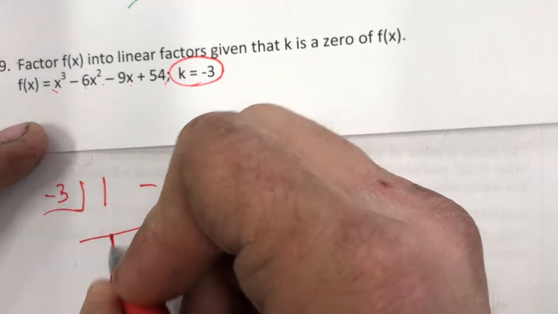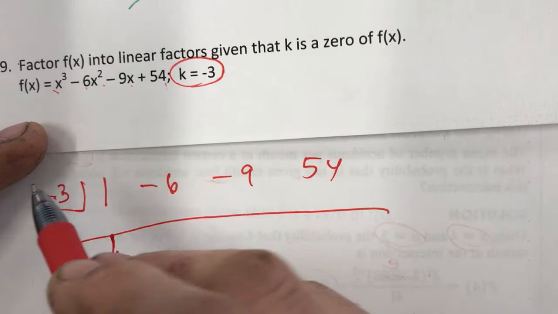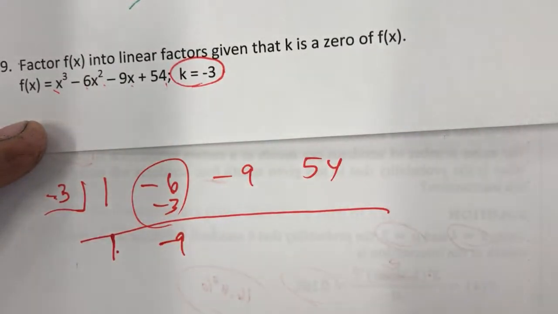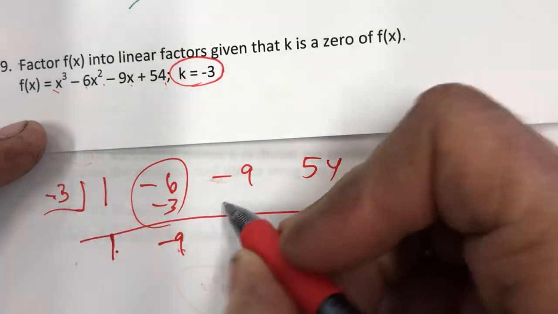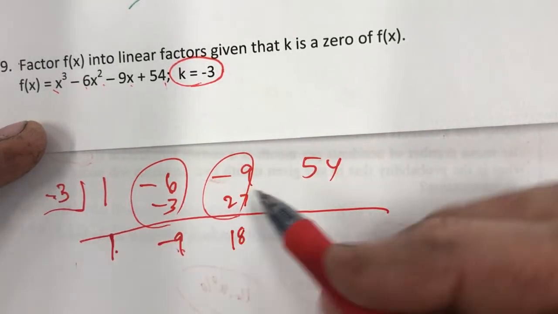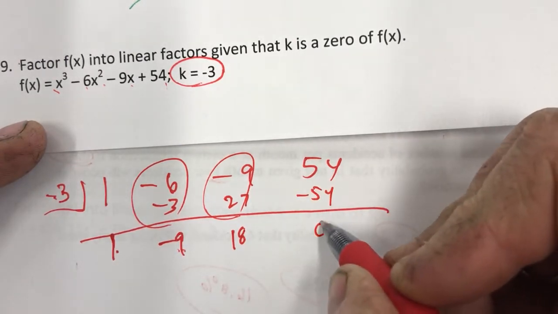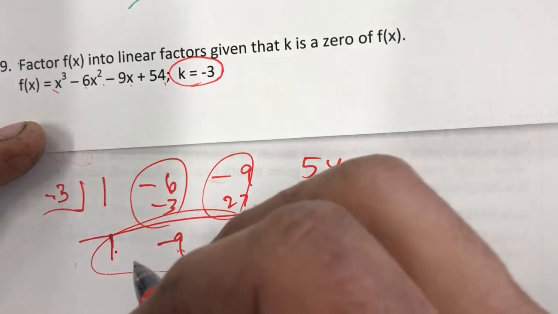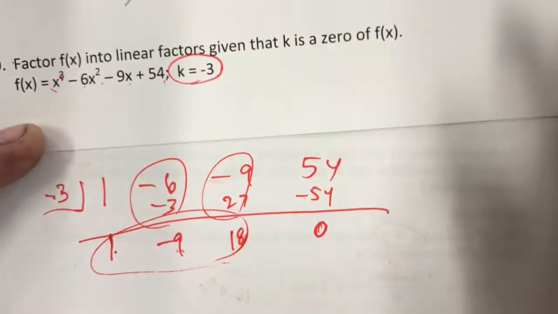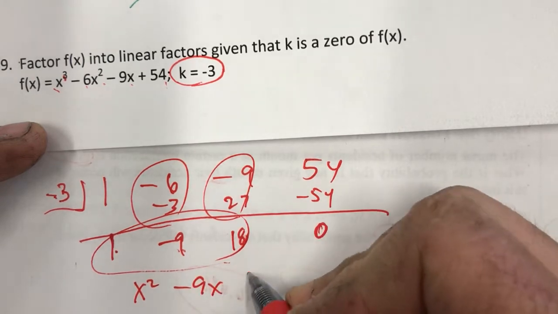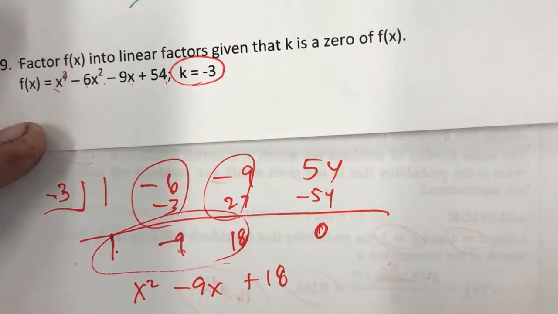So this 1 comes down. When I get a number here, 1 times -3 is -3. Now I add these, -9. -9 times -3 is 27. I add those, 18. And then -3 times 18 is -54, and there you go. It does equal a 0 like it's supposed to. So I have this left over, which it's 1 degree less. This is x to the third up here. So this is 1x squared minus 9x plus 18.